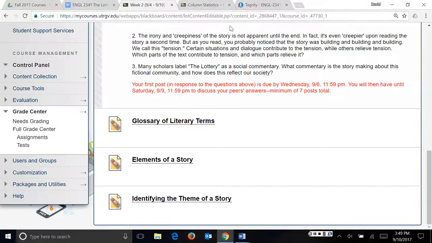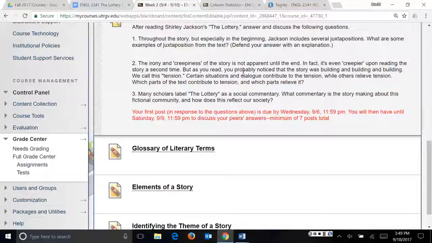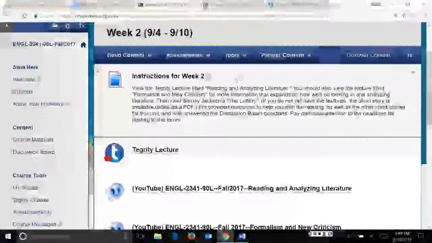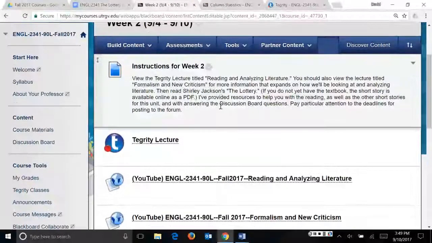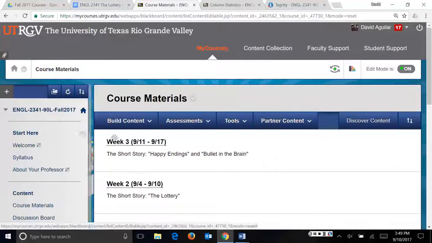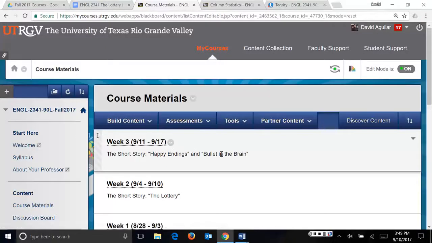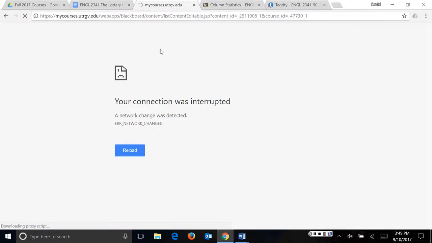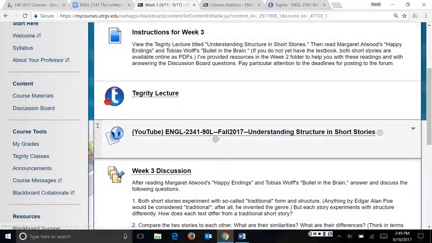Okay. So again, just a reminder for everyone, this is going to be important as we go through the next few stories. And so for week 3, you'll notice that it's already available. It's Happy Endings, 2 stories, Happy Endings and Bullet in the Brain. And I think I already have one. I'm sorry, looks like my internet connection dropped briefly, there he is.